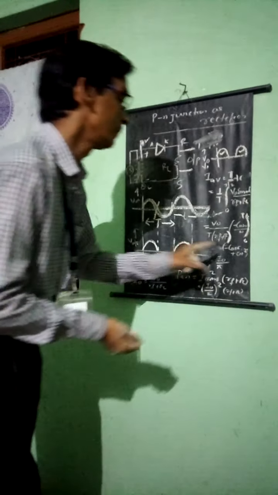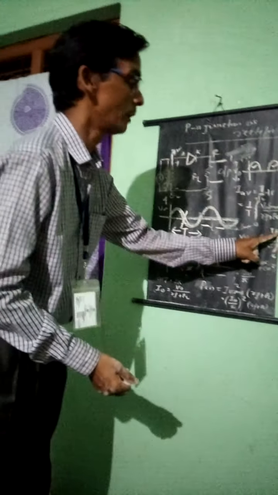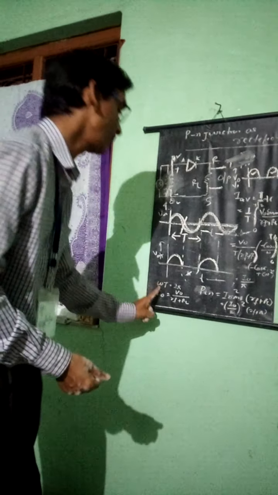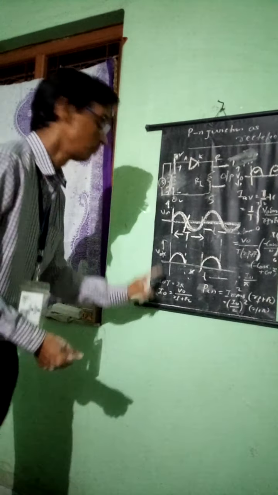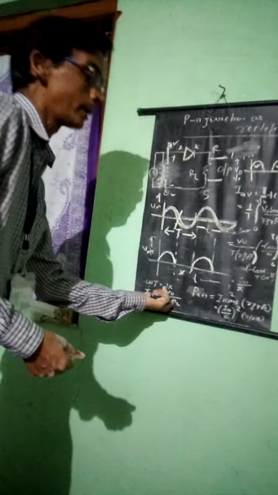So you put the value of T by 2, then you know that omega T is equal to 2 pi, because T is equal to 1 by F, or F is equal to 1 by T. I naught is equal to V naught by RF plus RL. This is the output current you are getting.